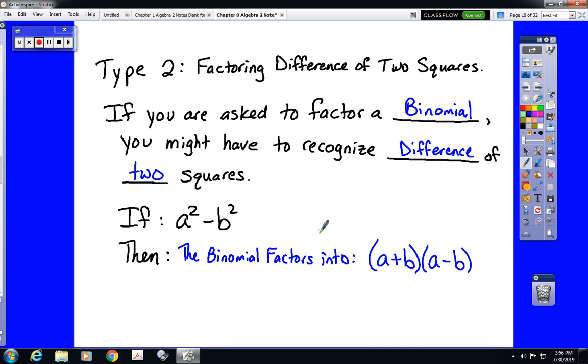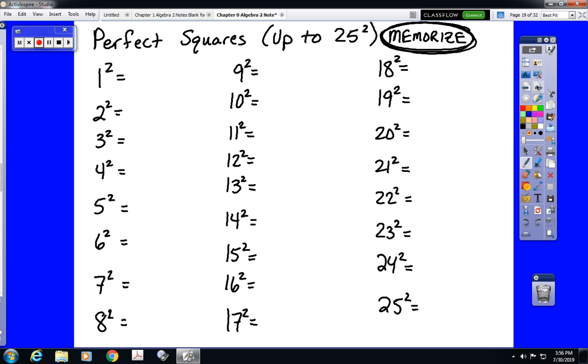Now, this brings us to a portion of your course that is less than popular every year, but I don't care because it's extremely valuable. And that is information that you are expected by me to memorize. You are expected by me to memorize the first 25 perfect squares. You will have a memorization quiz on this information in about 2 weeks.